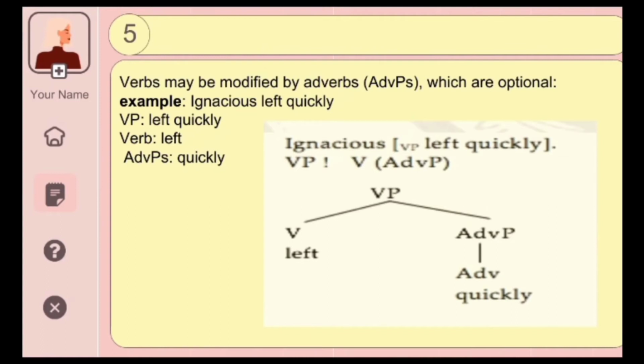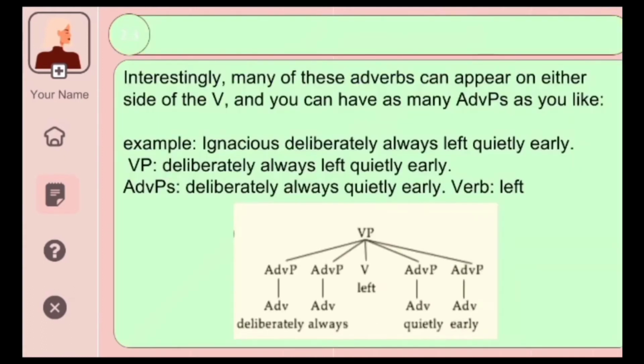Interestingly, many of these adverbs can appear on either side of the verb, and you can have as many adverbs as you like. For example, "Ignacio deliberately always left quietly early." Our verb phrase there is "deliberately always left quietly early." Our adverbs here are "deliberately," "always," "quietly," and "early." And our verb is "left."